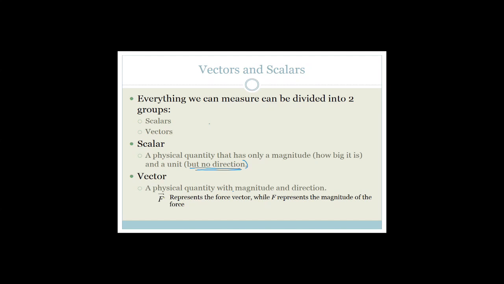A vector is a physical quantity that has both magnitude and direction. So F with an arrow represents the force vector, while F represents the magnitude of the force. In other words, if I said to you that we have 6 newtons, another way of writing it is 6 with an arrow at the top, and that would say that that is a vector. A vector always has magnitude and direction, and that direction can be left or right, east or west, anything like that. So you guys need to be able to tell the difference between vectors and scalars.